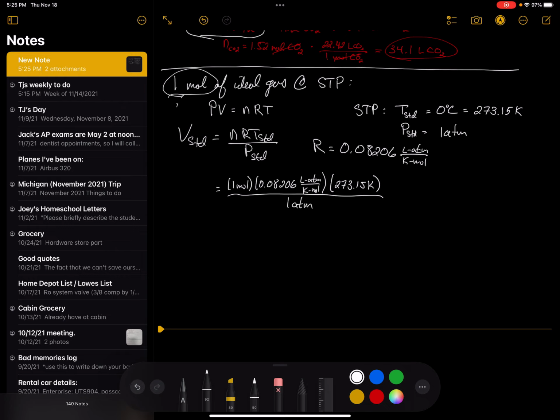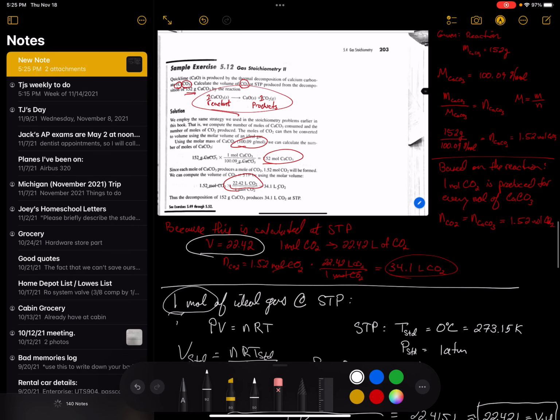So our moles cancel, Kelvin cancels, atmosphere cancels. And when we plug all of this into our calculator, we'll get that the standard volume is equal to 22.415 liters, which is approximately the 22.42 liters that was used earlier. So standard volume of an ideal gas is 22.42 liters. And so that's where this came from in this example problem earlier.